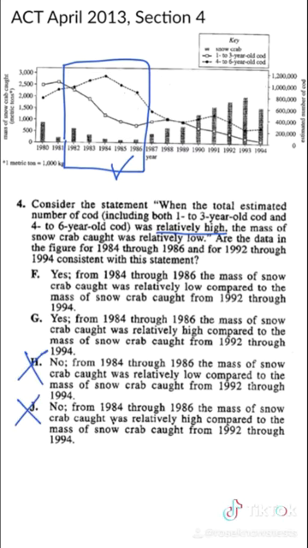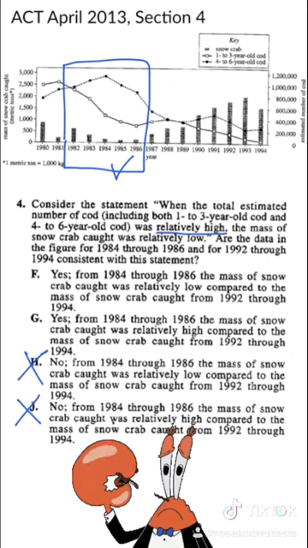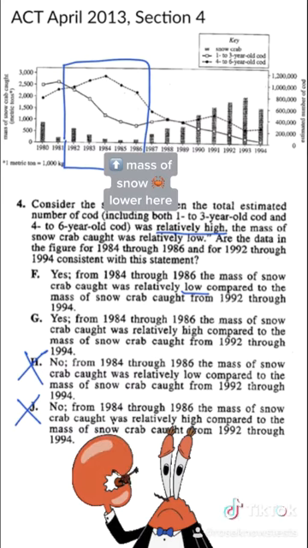Now let's read the answer choices. So yes, from 1984 through 1986, the mass of the snow crab caught was relatively low compared to the mass of the crab caught from 1992 to 1996. Yes, that's lower, so F is the correct answer.